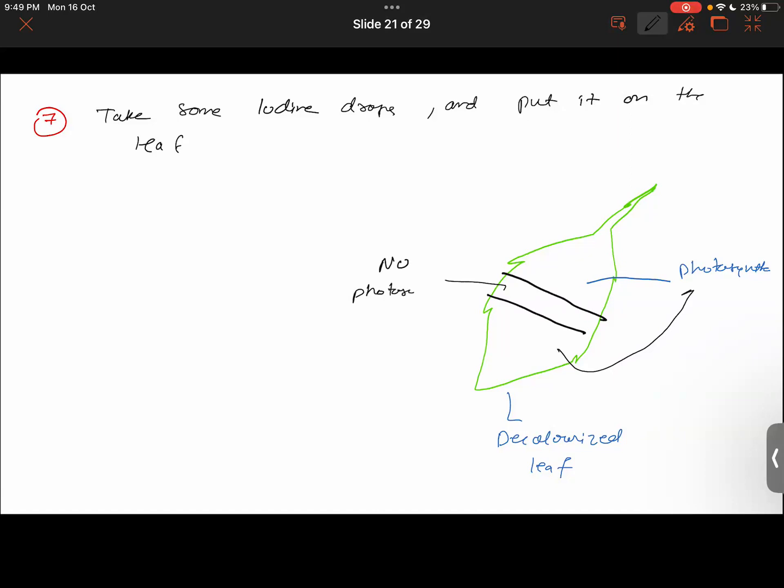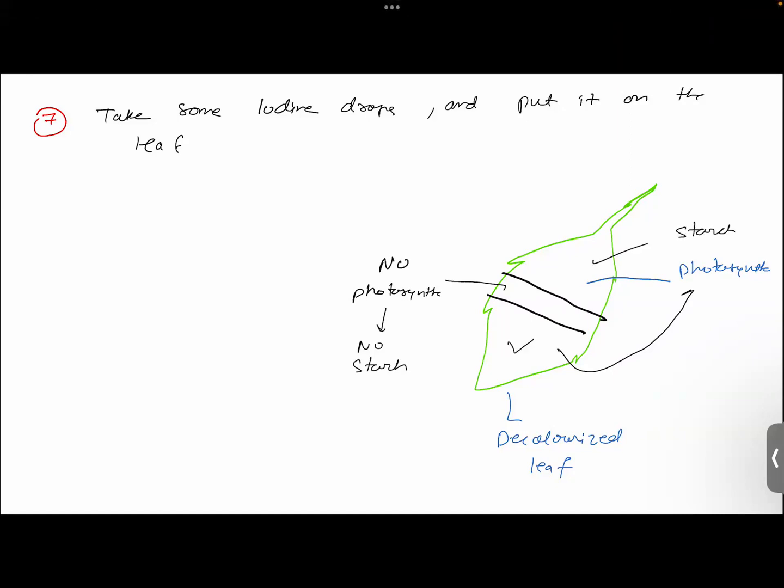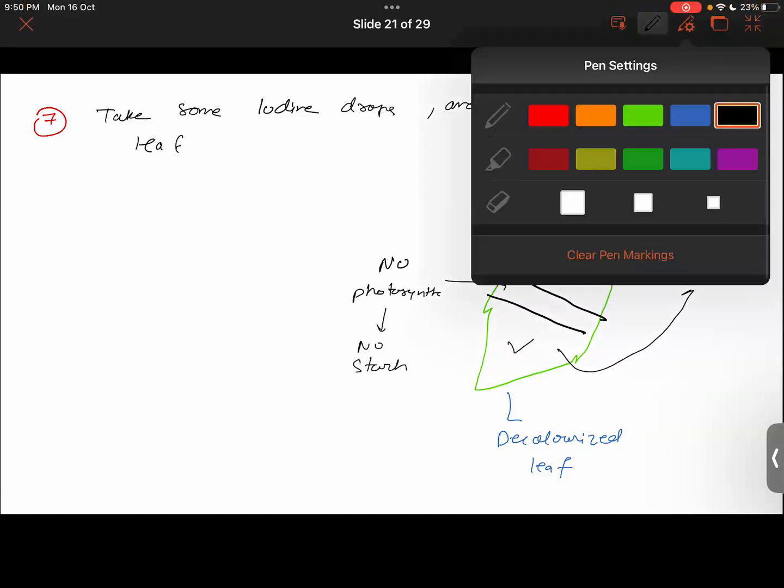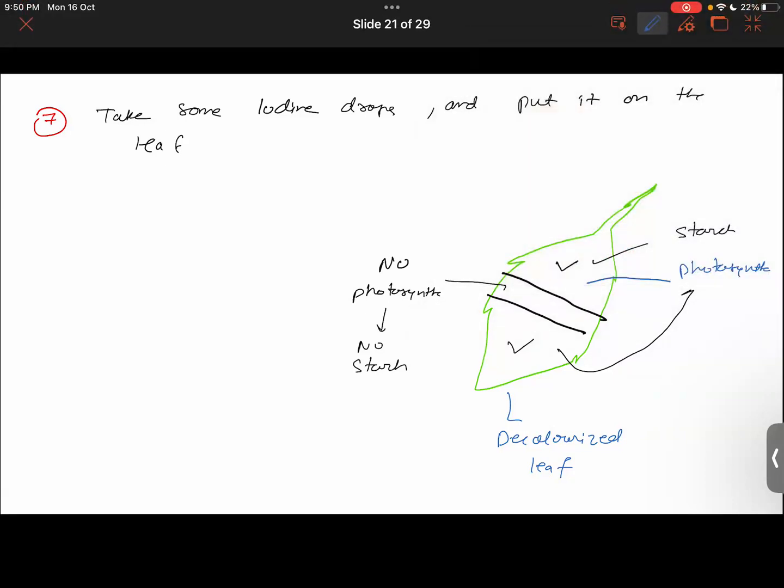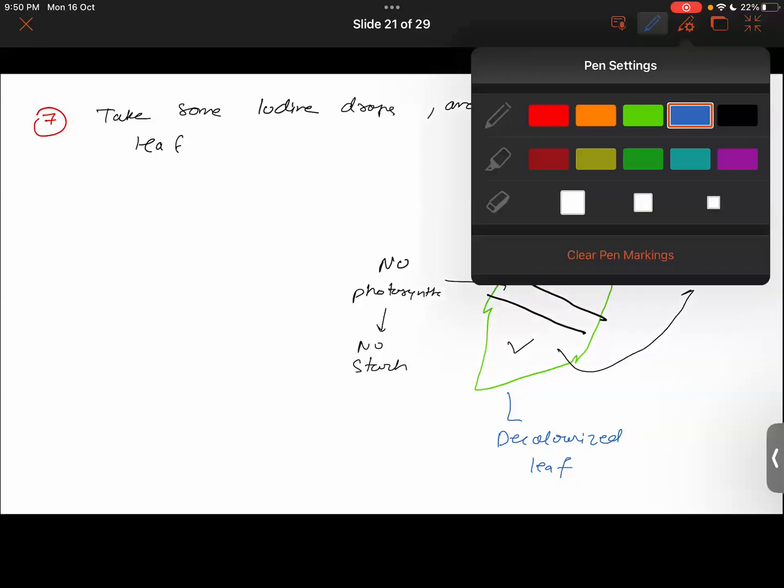Thereby no starch is present here, while this portion consists of starch, and this also consists of starch in it. So when we put drops of iodine over this leaf, what we observe is that this much portion and this much portion, which did photosynthesis, turned blue black.